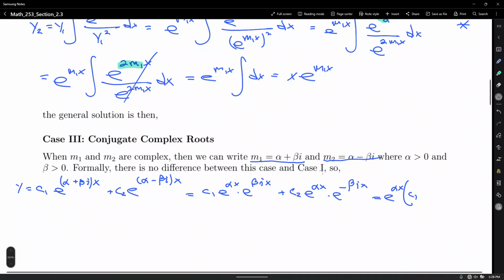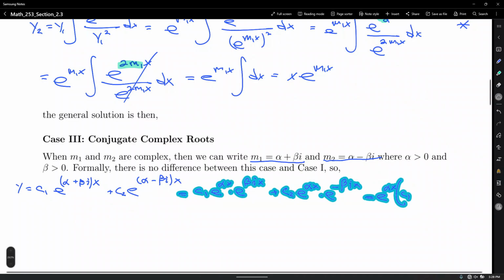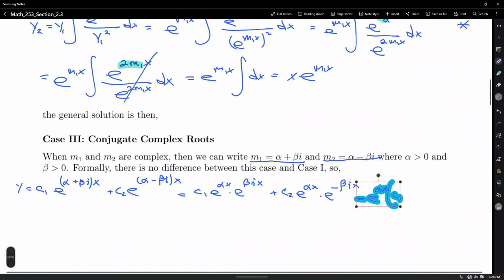Let me actually make some room here. I'm going to need it. And C1 e to the I beta x plus C2 e to the negative I beta x. Okay?